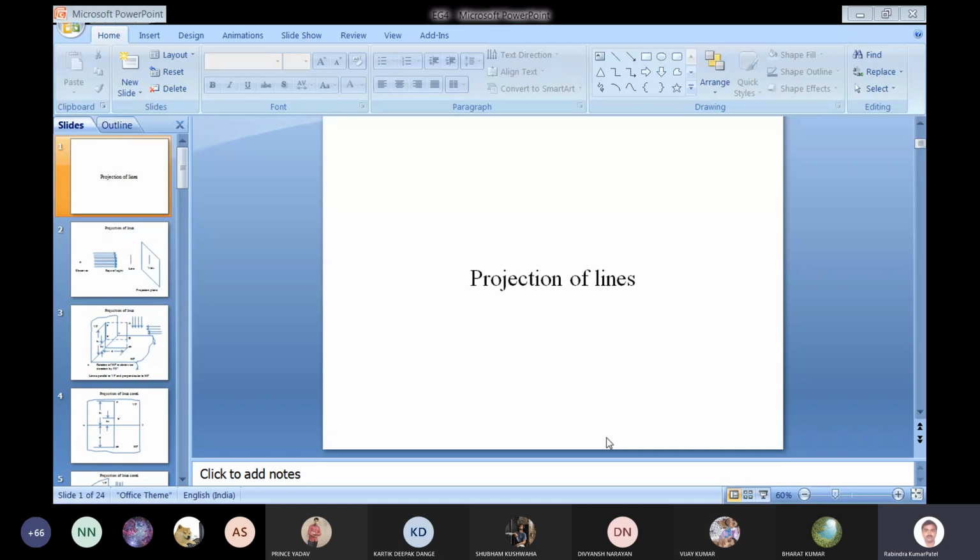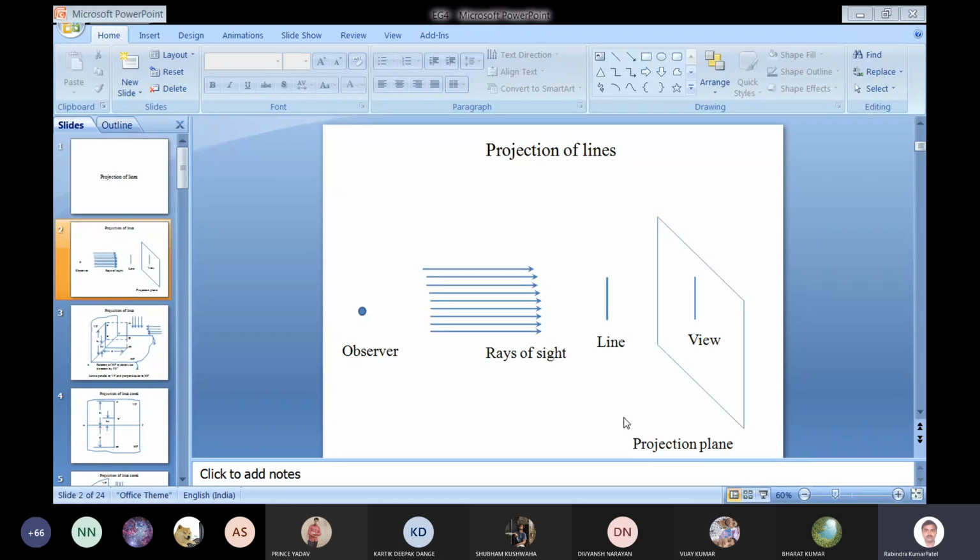So first of all, we can see this. There are three things: one is the observer, the line, and the projection plane. And the rays of sight are coming from this direction. So if rays of sight are coming from this direction and they are coming in the way of where the object is kept, that is a line, so its projection will come onto the projection plane as it is.